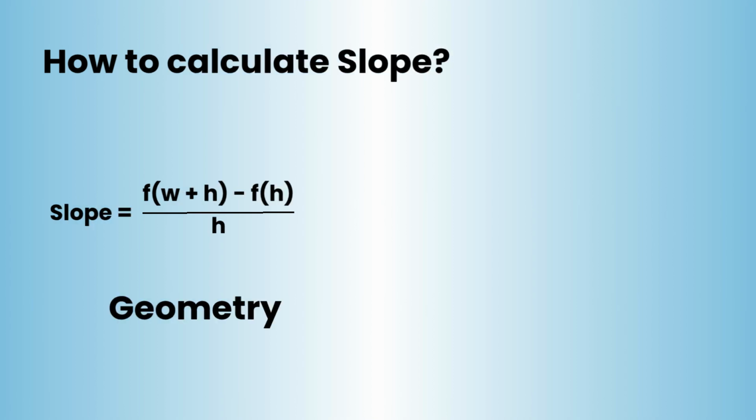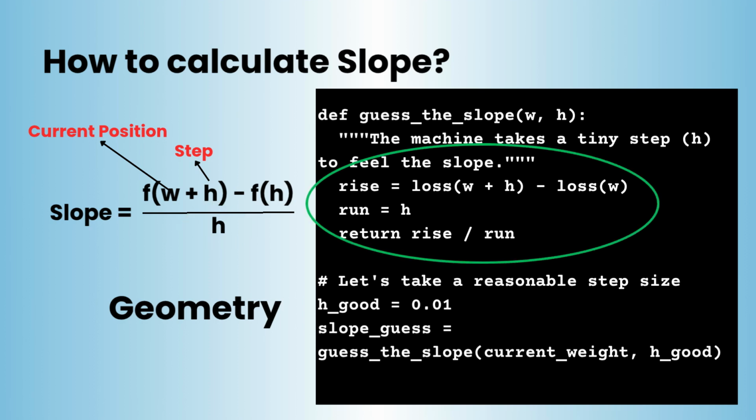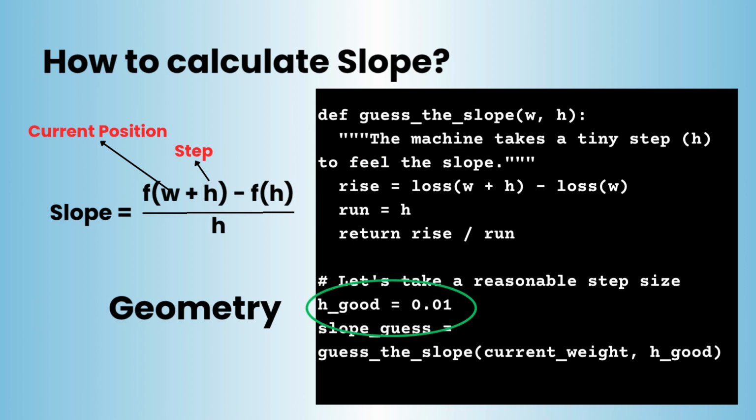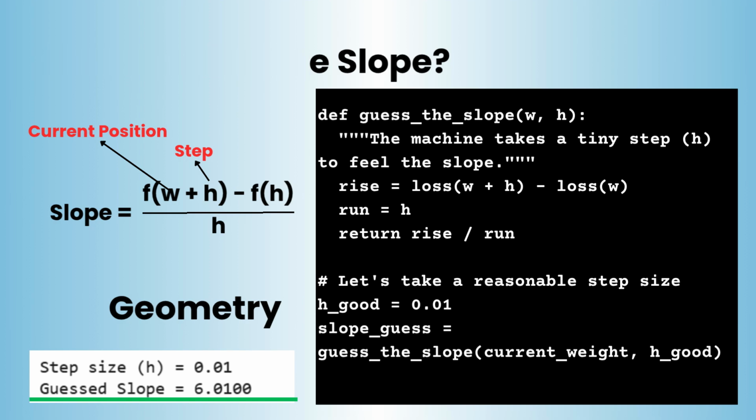If you don't know calculus, how would you program a computer to find it? You use basic geometry. You take your current position and add a tiny step forward, measure the difference in height, and divide by that step size. Let's translate this formula into Python. We write a function that mirrors the math perfectly. Let's set our step size h to a reasonable 0.01. The slope is roughly 6.01. The machine knows the hill is steep and it knows which way to step. Problem solved, right? We don't need calculus.